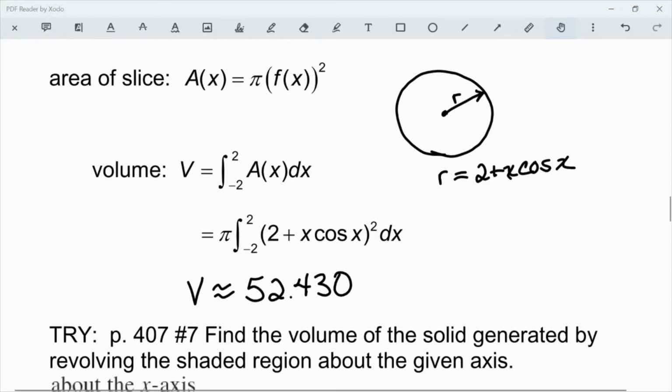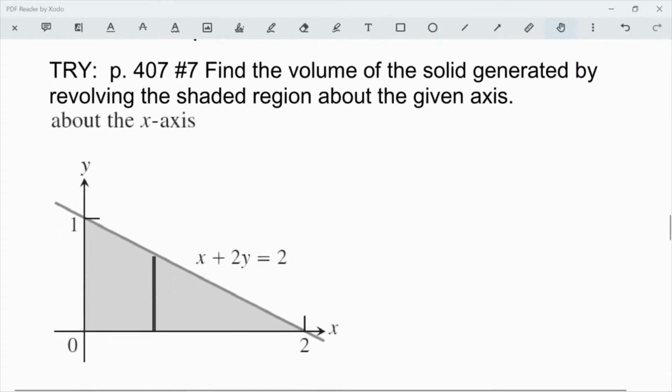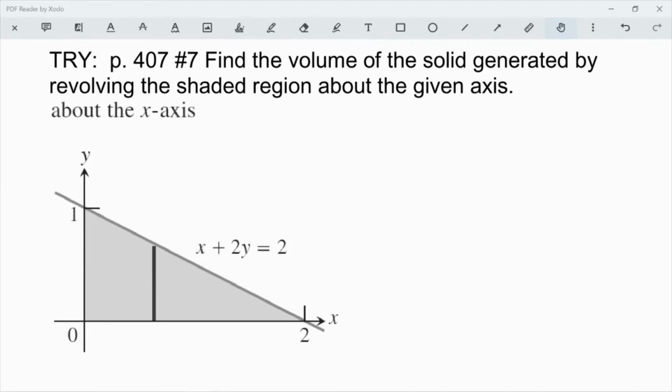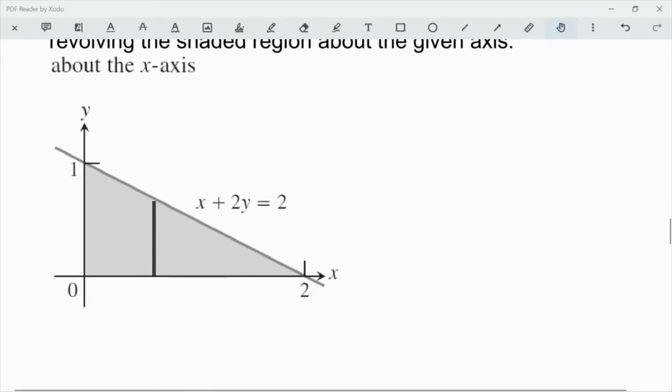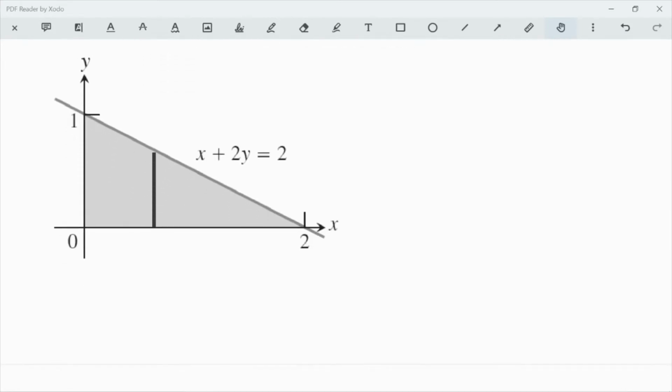All right, so let's try another one here. It says, find the volume of the solid generated by revolving the shaded region about the given axis. And in this case, they say revolve about the x-axis. Okay, so this is actually from your textbook, and what I want you to do is try this one. So the region's already here. This line that's drawn in here is supposed to represent, when you revolve that around, your radius. So try to think about how you would set that up and solve it.